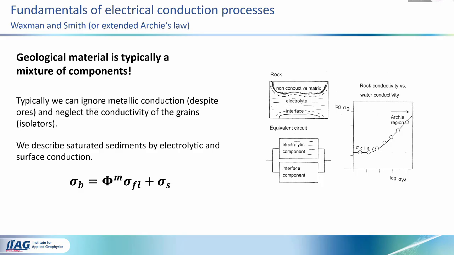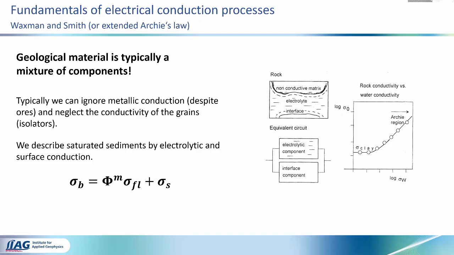This is what we measure. It's the so-called bulk conductivity, so the complete system, and we describe it as a sum and the product of the porosity to the power of m and the fluid conductivity. So fluid conductivity is our water in the pores. It has a certain conductivity, and that's multiplied with how much space it is filling up. So that's porosity. And then there's one more term here. This is m, which we call a cementation exponent.